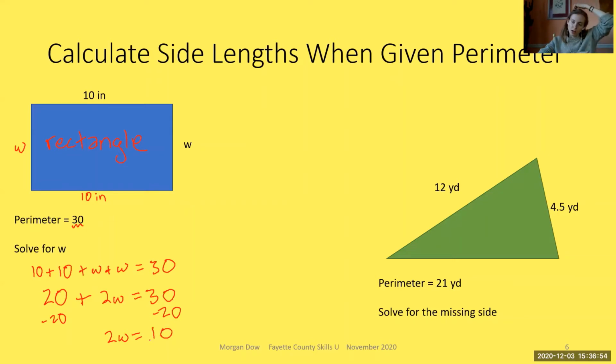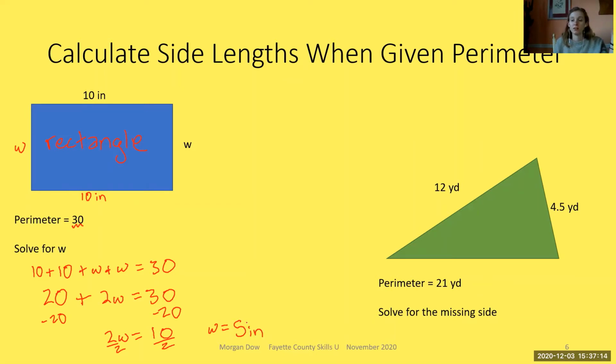So if you kind of ignore the 10 inches and the 10 inches, then what you have remaining to work with is 10 inches. And that 10 inches needs to be split evenly amongst those 2 sides. And so we're left with W equals 5 inches.